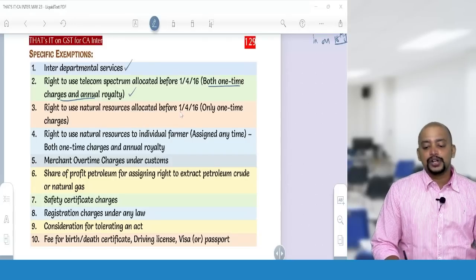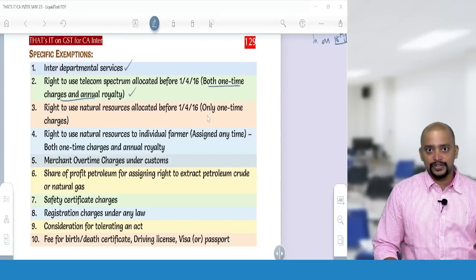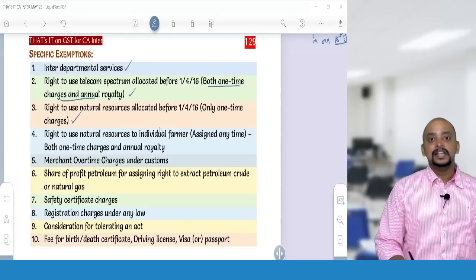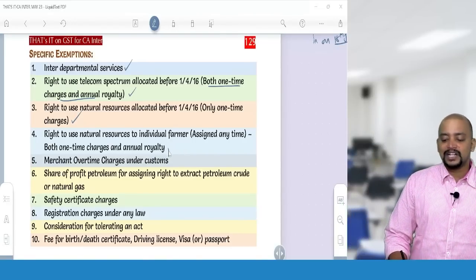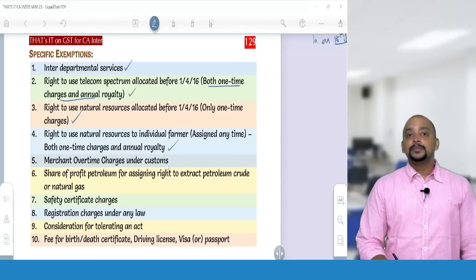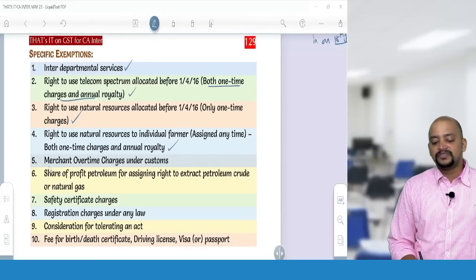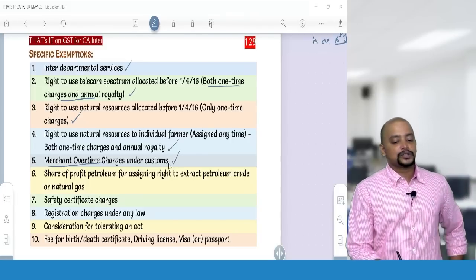Right to use natural resources allotted before 1/4/2016, only one-time charges. Suppose to an individual farmer, if the natural resources are allotted, both one-time charges and annual royalty. Then merchant overtime charges, because customs department will be working after office hours, so that charge is also exempted.